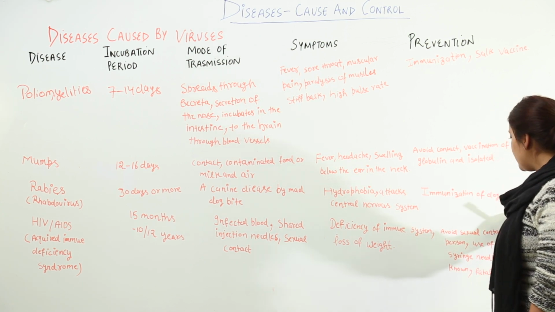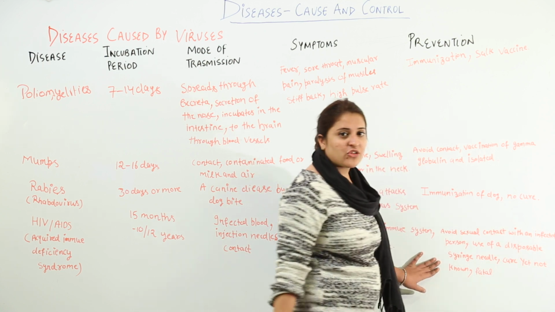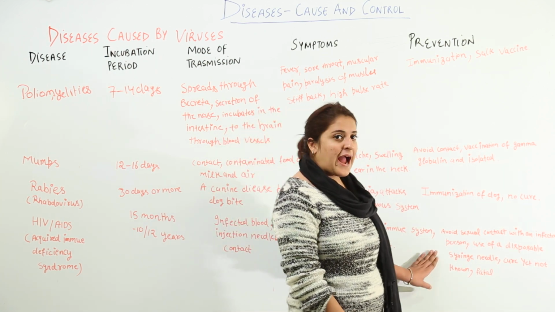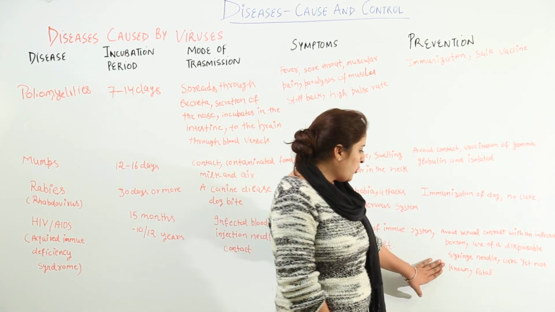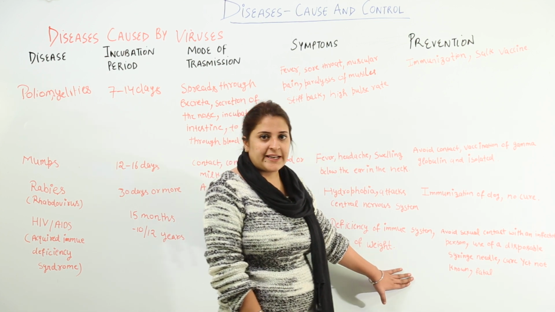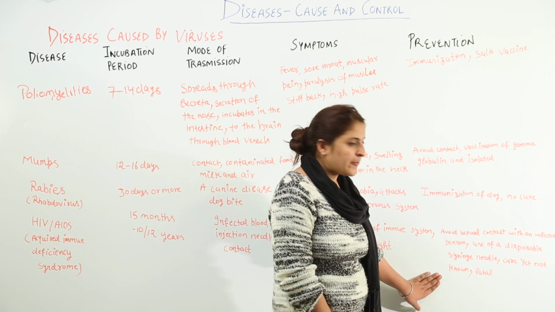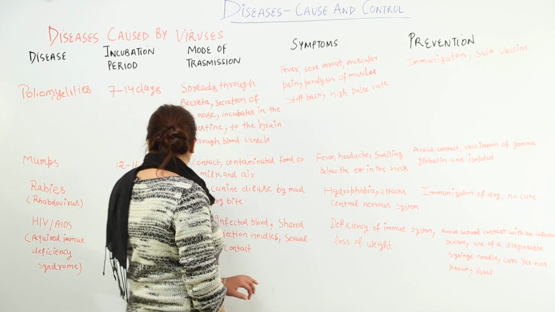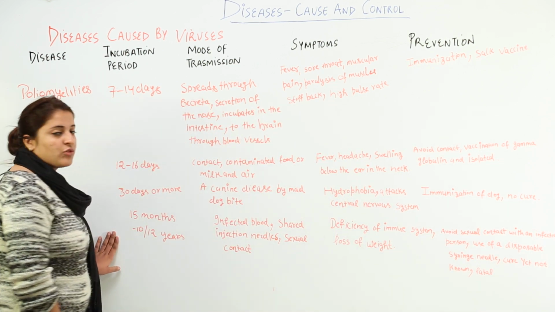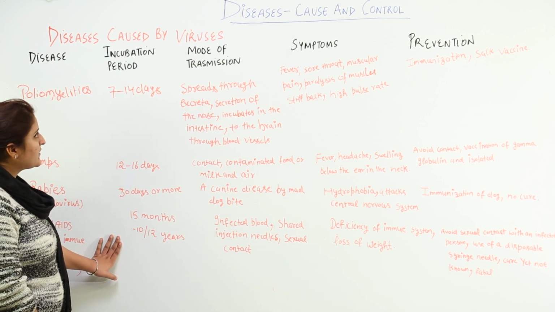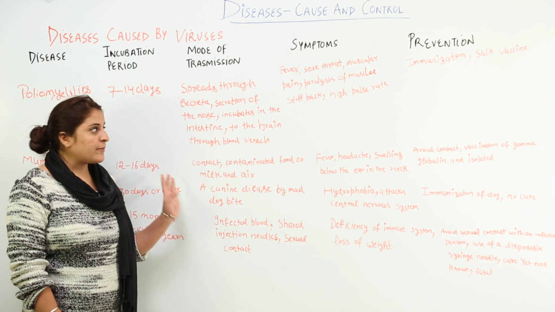and the prevention of this disease is only through avoiding sexual contact with the infected person and by preventing the use of surgical needles, implying the use of disposable surgical needles. And this is the preventive measure of AIDS, which is a sexually transmitted disease. So these were various diseases which are caused by the different types of viruses.